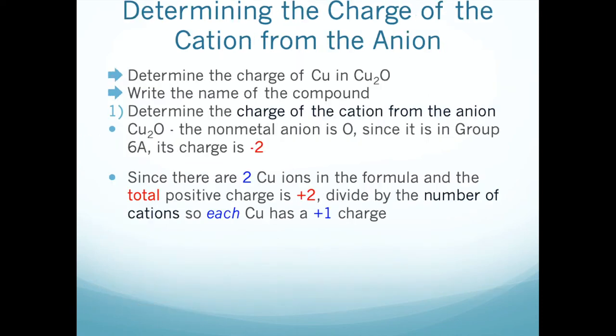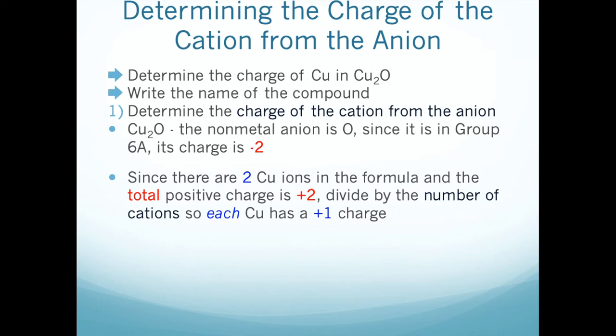So let's see an example of how we can figure that out. Let's say we have the formula Cu2O. Now, Cu is copper, and O is oxygen. If this were a regular simple ionic compound, we would just call this copper oxide, right? Because Cu is copper and O is oxygen. We take that first syllable ox and change it to that oxide form. Oxide is the anion name for an oxygen ion.